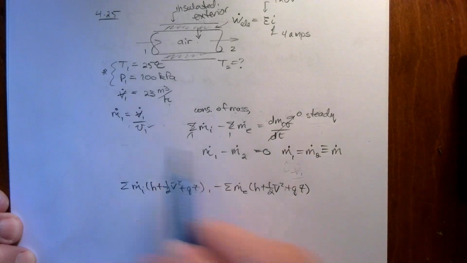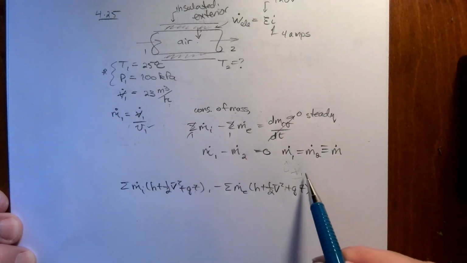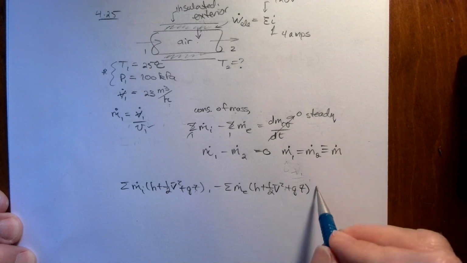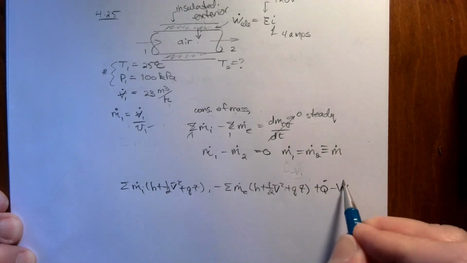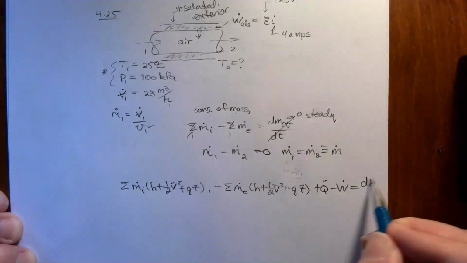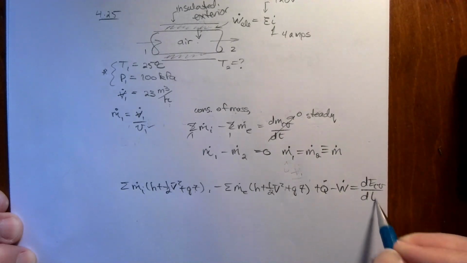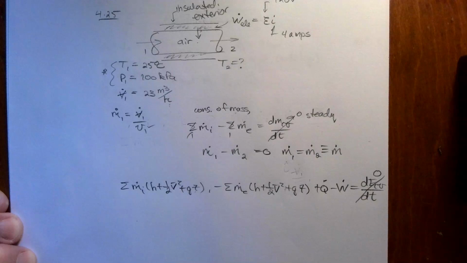I already have that over here. So now I have plus Q dot minus W dot equals 0. It's in steady state, so the right hand side is gone.